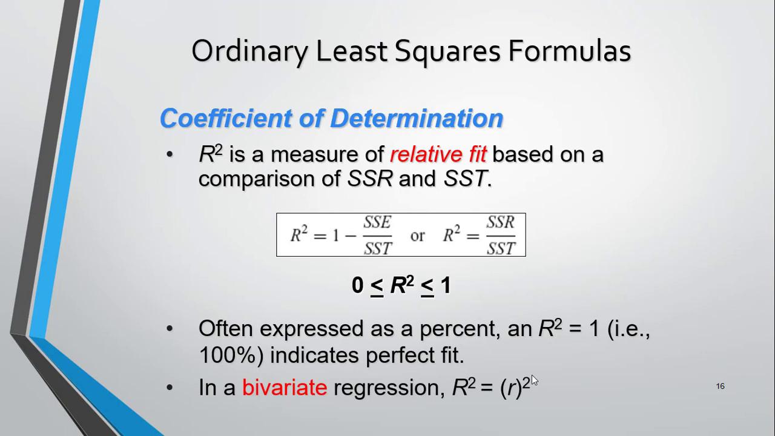And in bivariate regression, only in bivariate regression, capital R squared and lowercase r squared are the same. If you look at the definition of a correlation coefficient r, small r, you see that they are the same.